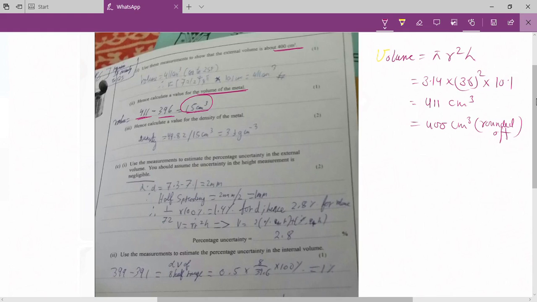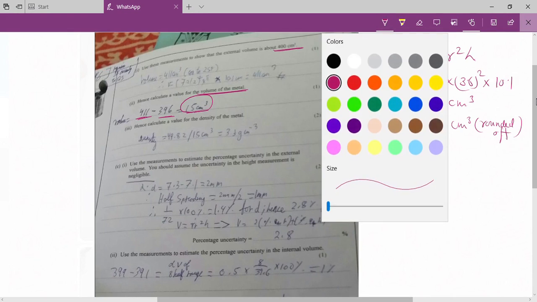Oh, so basically they're asking about the thickness, essentially. Yeah, thickness, that will be in length or width. But they are asking how much material, what will be the volume of material that is used. Yes. And next, they are asking to calculate the value of density.